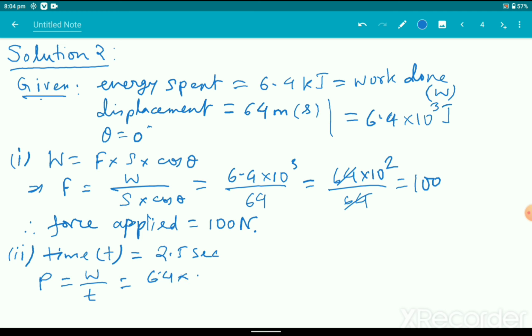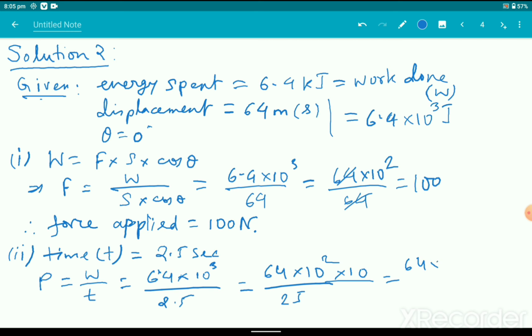So work is 6.4 into 10 to the power 3 divided by 2.5. We make it 64 into 10 to the power 2, make it 25, and another 10 comes in here. So now it is 64 into 100 into 10 by 25. So 25 4s are 100. 64 into 4, how much does it turn out to be? 4 4s are 16.